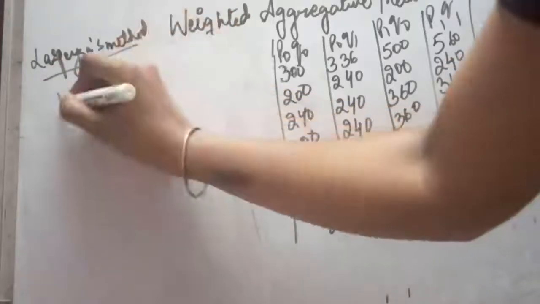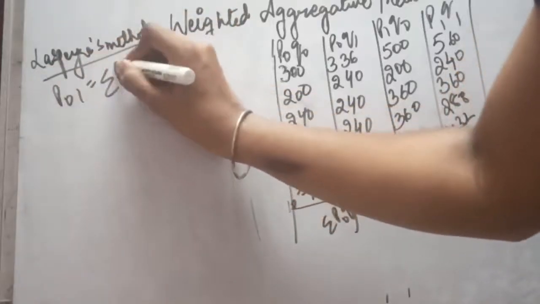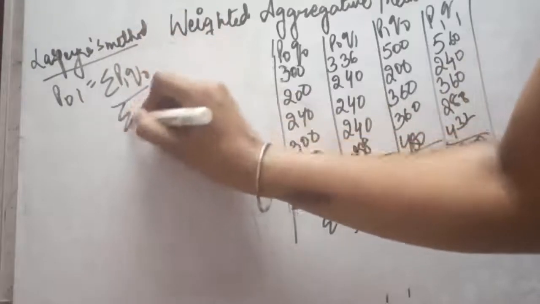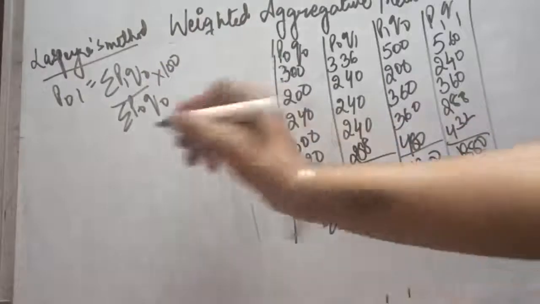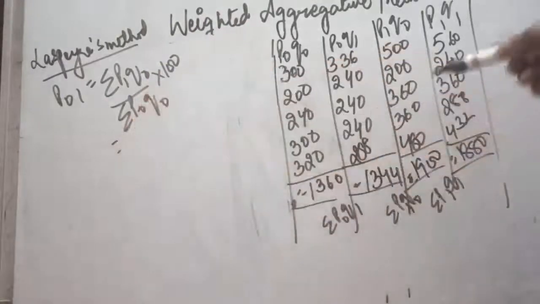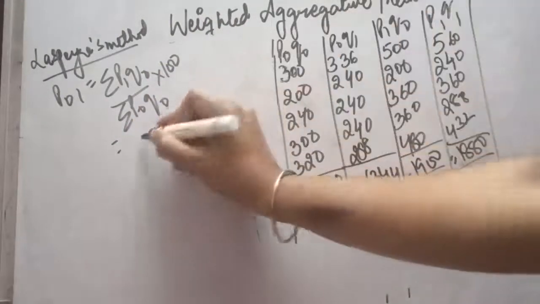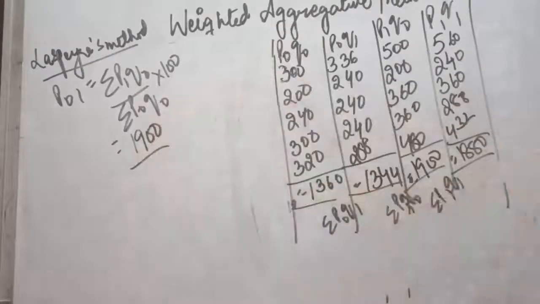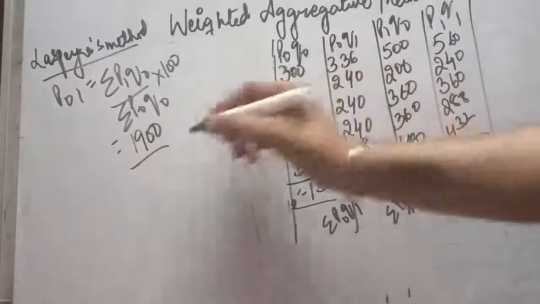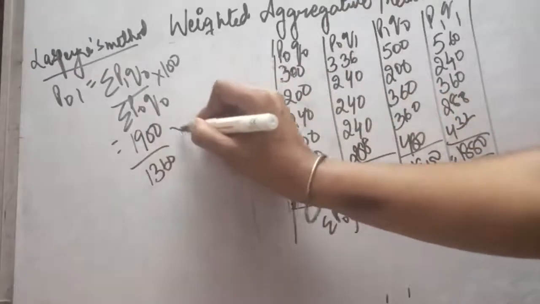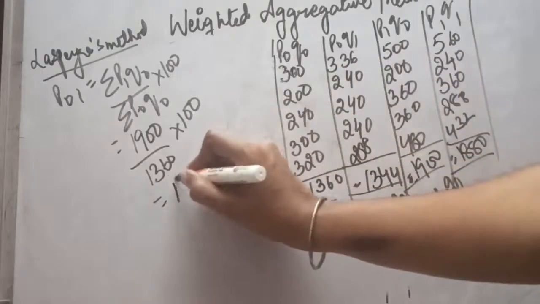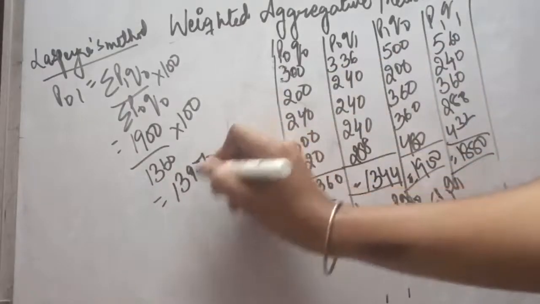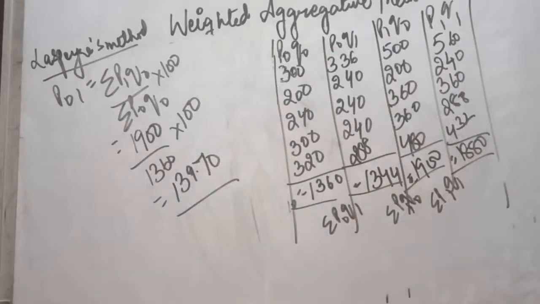According to the Laspeyres index, P01 is equal to sigma P1 Q0 divided by sigma P0 Q0 into 100. So just put in the values. P1 Q0 is 1900, sigma P0 Q0 is 1360, into 100. When you solve it, it will be 139.70. So this is the answer of Laspeyres' formula.